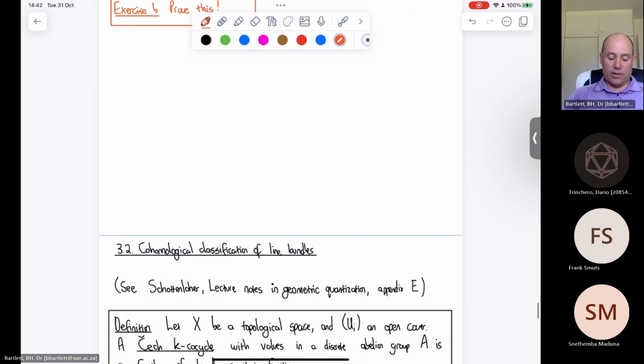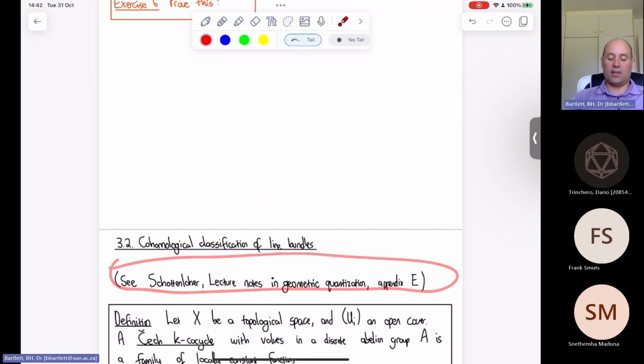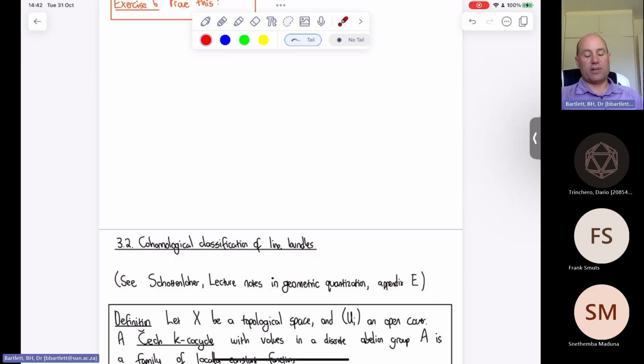So, doing the cohomological classification of line bundles, and a nice reference for this is the lecture notes of Schottenloher on geometric quantization, the appendix there. Okay. So I've already defined for you one kind of cohomology theory, de Rham cohomology, which is defined on smooth manifolds, right? Remember, the kth de Rham cohomology vector space was the closed k-forms divided by the image of the d map from (k-1)-forms.